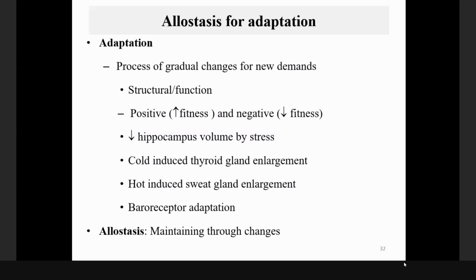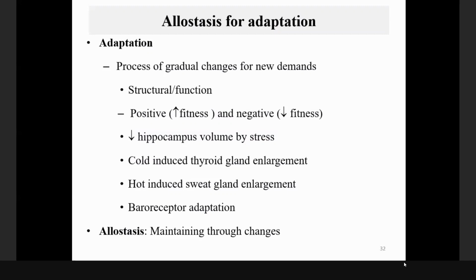For instance, if you get to a higher altitude and develop altitude sickness, your appetite may be reduced, or there may be headache, vomiting, and so on. If your homeostasis is unable to maintain that, it is better to return back to sea level. Otherwise, there may be other complications, and that's called altitude sickness.